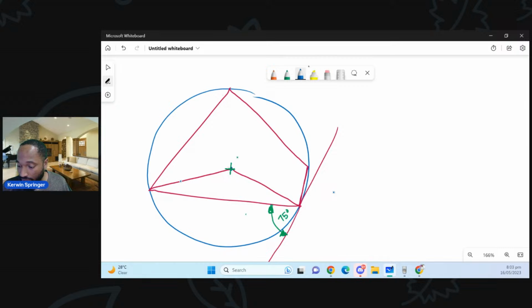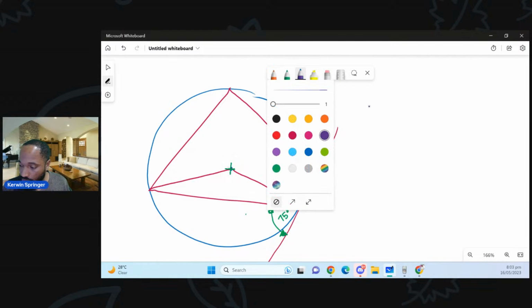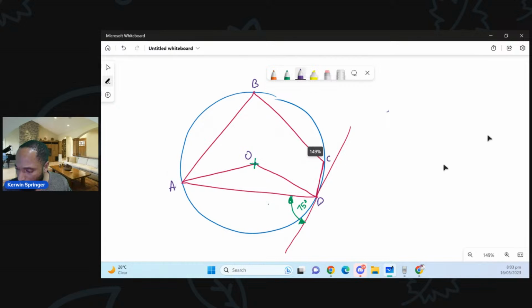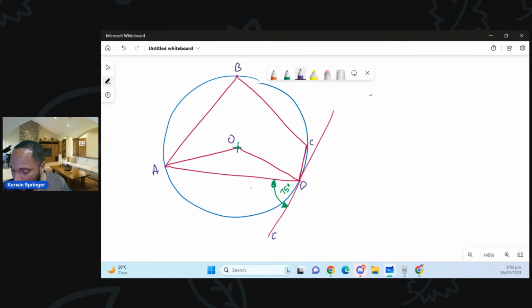I need to label up some things here now. Last time I used PQR and things, so we start with A now. A, B, C, D. Last time I used E and F for the tangent. So EF is a tangent that hits at D, OD is a radius, OA is a radius, and that's all they need to know. And angle ADE is 75.